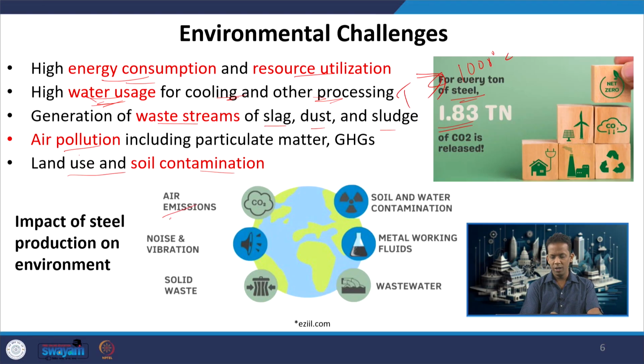You see there are air emissions, soil and water contamination. There would be noise and vibration because of heavy machineries continuously in operation. There will be a lot of solid waste generation, waste water, and then metal working fluids. So, it is again the waste fluid which needs to be disposed of very technically and in a safe manner.